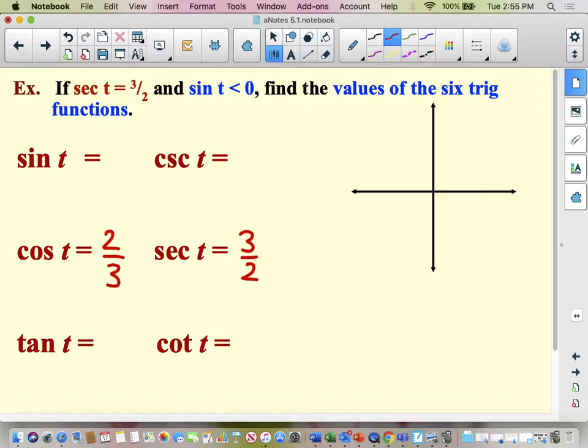The sine is less than 0. Okay, so I'm just going to say, in other words, the sine is going to be negative. So I know this is going to be negative, which means the cosecant is going to be negative. So you can make some decisions. If the secant and cosine are positive and the sine is negative, think about what quadrant you're in. If cosine is positive, sine is negative, I have to be in the 4th quadrant, right? Because that's where cosine is positive and sine is negative.